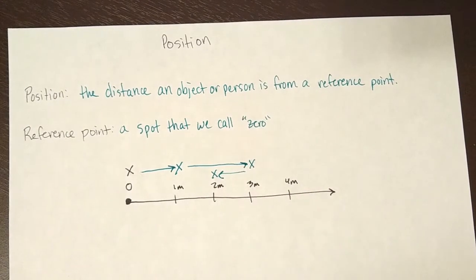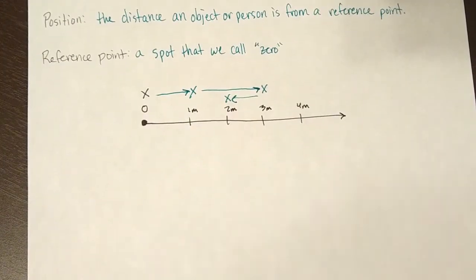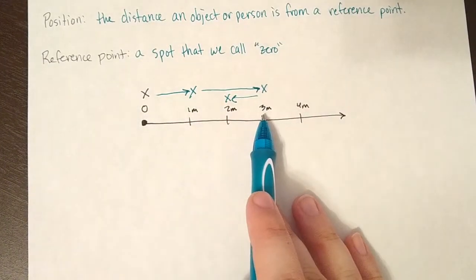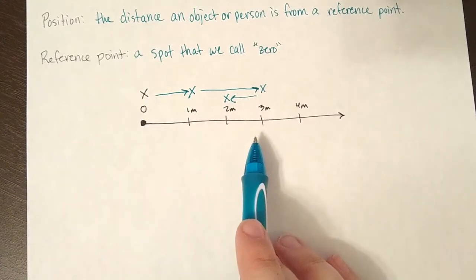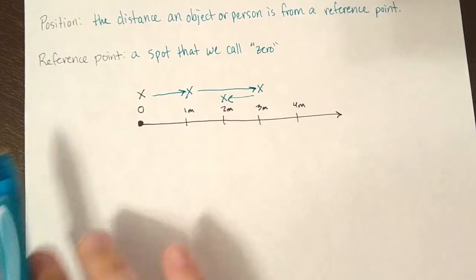Now, can your position be negative? The answer is yes. Let me show you why. Sounds a little crazy, right? If we say our position is 3 here, talking about 3 meters, what if we went this way instead? Okay.